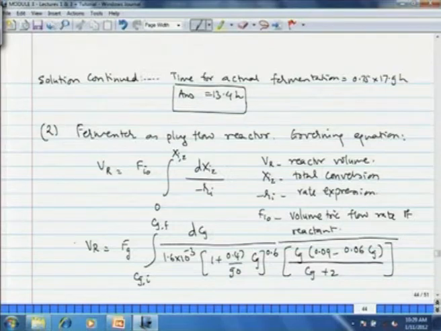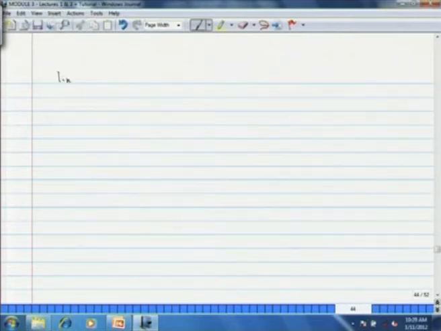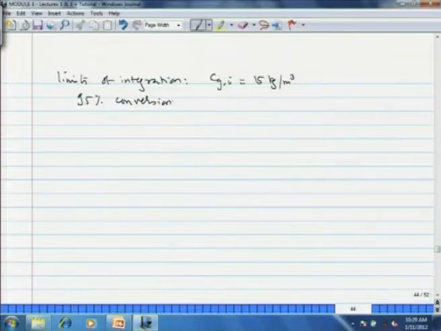So, this is the volume that we get in the form of an integral. Now, the limits remain the same. We have been given that the initial concentration of glucose is the same as that for the batch reactor, 15 kg per meter cube, and conversion is also the same, 95% conversion. So the final concentration is 0.05 into 15, that is 0.75 kg per meter cube.